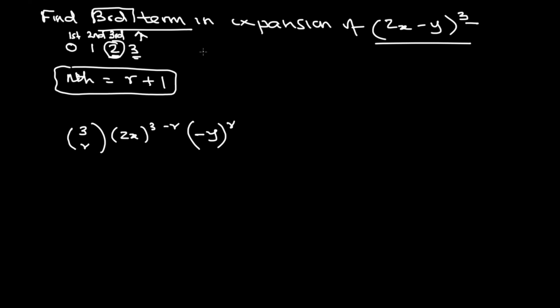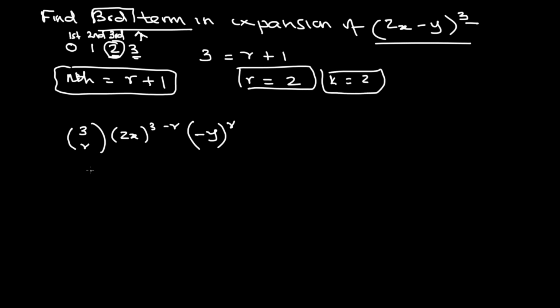So it's going to be 3 is equal to R plus 1, right? So R is equal to 2. So for the third term, R is equal to 2. Or the counter, in our other example, we said K, which is equal to 2. It doesn't matter. Okay? So now here we can say 3, 2, and then we have 2x, 3 minus 2, and then here we have y power R, which is 2. So now we are on our way.